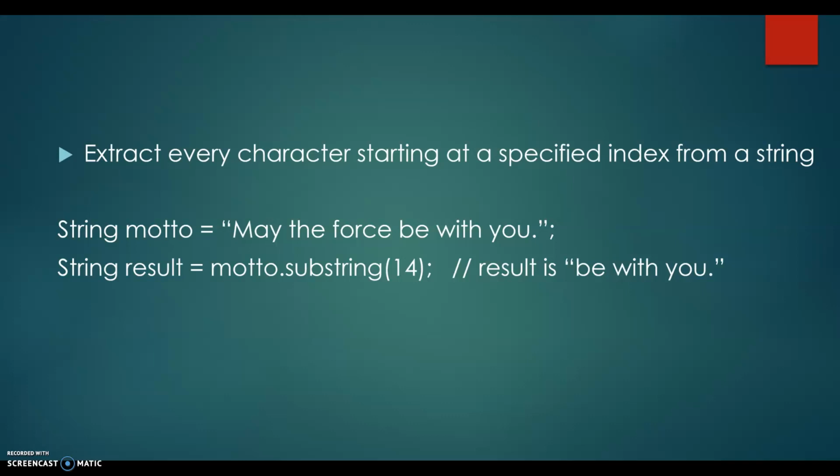So your compiler goes in and says, okay, let me look at all the index positions and figure out where 14 is at. Remember, the capital M in May starts at index position 0. We go along, all the way to index position 14, which is the letter B in the word be, and it gives me everything all the way to the end. So it's going to return be with you, period.